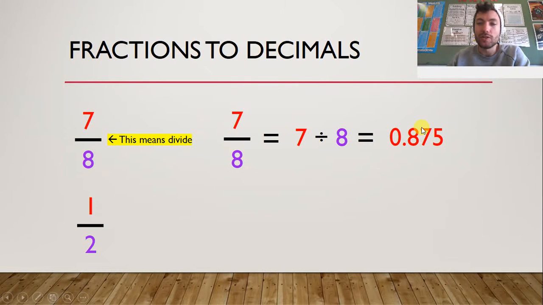If you had some improper fractions there, then you're going to get some whole numbers as well. So 1/2 is the same as 1 divided by 2, and that's just going to be 0.5. So very simple stuff. Fractions to decimals is just the top number divided by the bottom number.